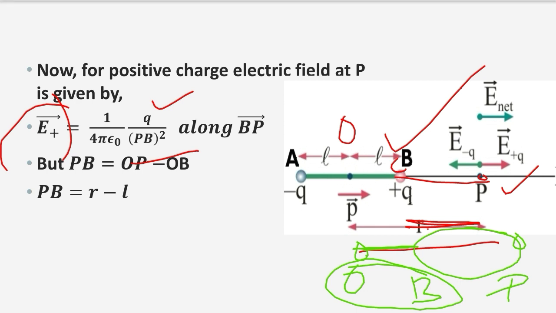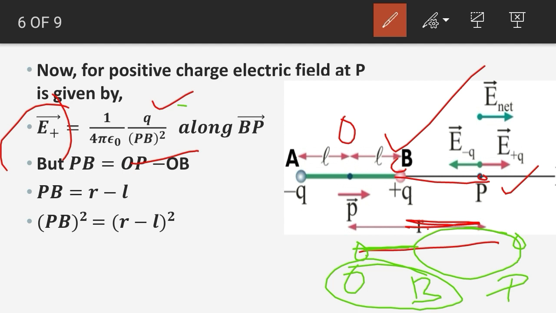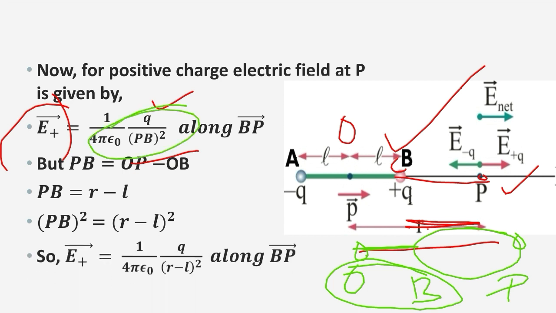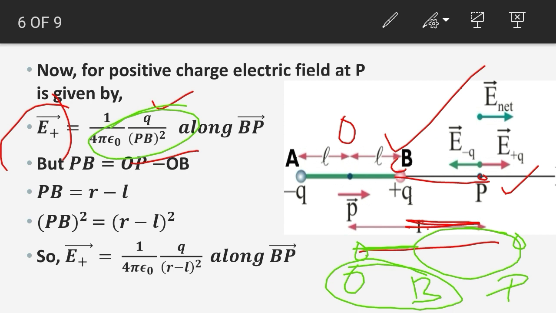And that's why PB square is equal to R minus L whole square, and E plus is equal to 1 by 4 pi epsilon 0 Q divided by R minus L whole square. Along which direction will it go?